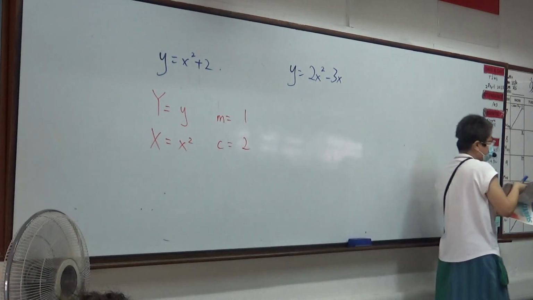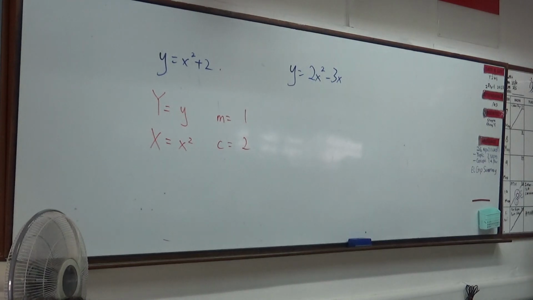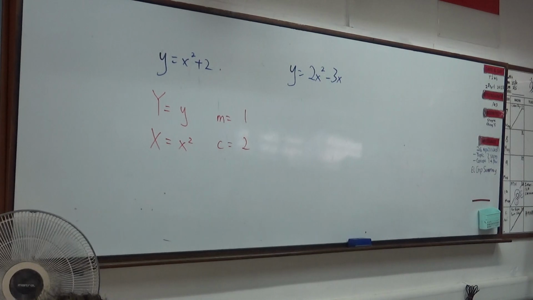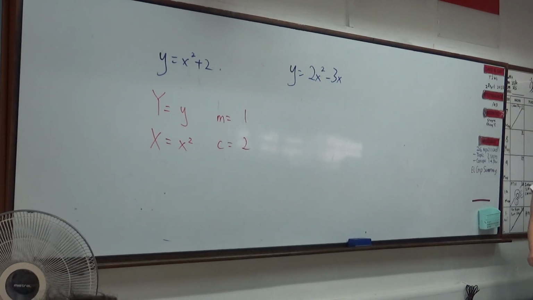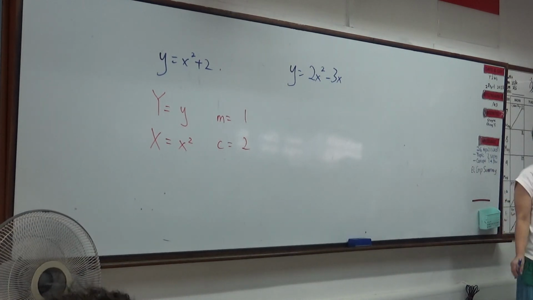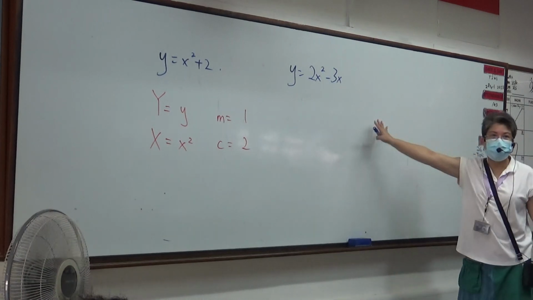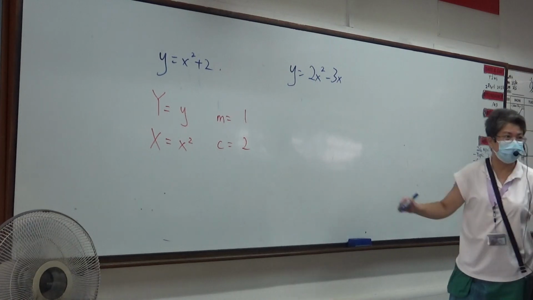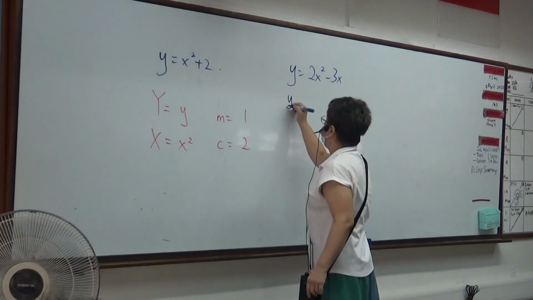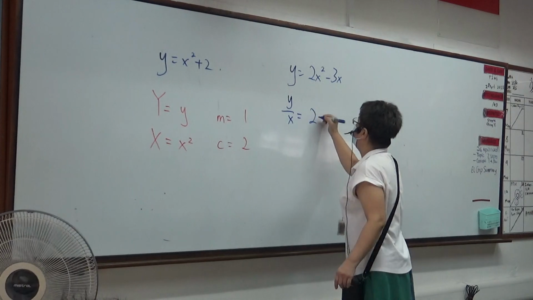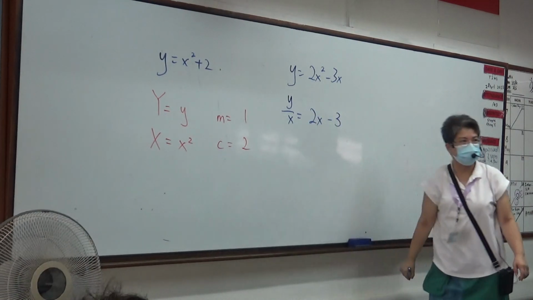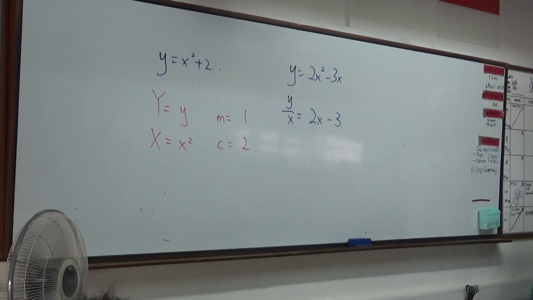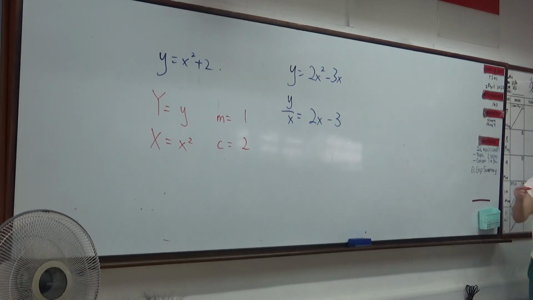Now, this one got a problem. I must do something before I know what is my capital Y and what is my capital X. Am I right to say that? Okay, then all of you look at the board. I want to divide throughout by x. Can you see it? I can divide throughout by x. All of you look at it. y over x equals 2x minus 3. Correct? Yes or no?